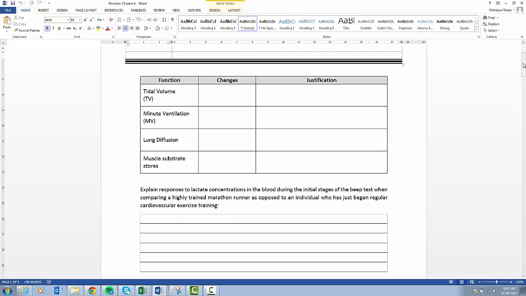It's a very similar response for minute ventilation, isn't it? Because it's a greater amount of air, greater amount of oxygen, therefore it's going to better meet the demands of the physical activity being undertaken.